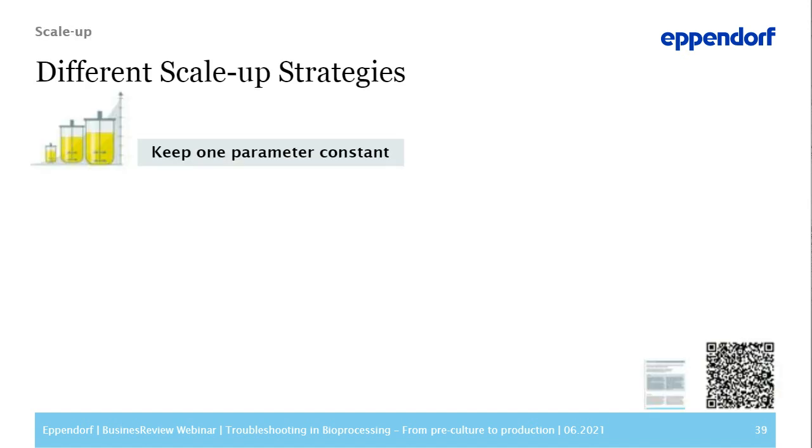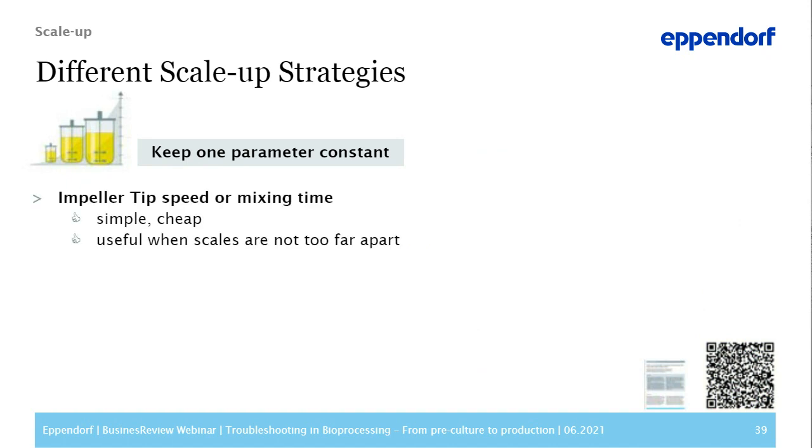So next, let's talk about different scale-up strategies when moving from small to large scale. The goal of the scale-up is to actually maintain certain constant parameters in order to obtain a constant yield and product characteristics when moving from small to large scale. So various parameters need to be optimized during scale-up.